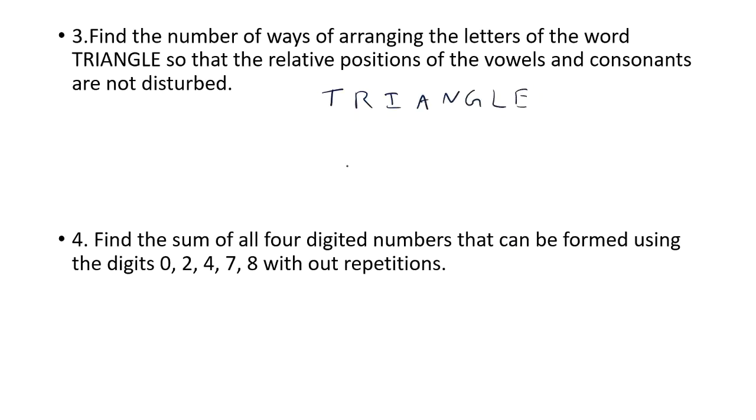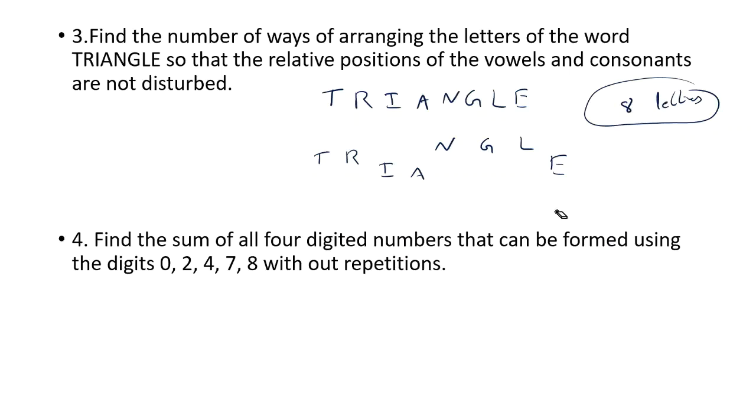Now what are the vowels here? T is a consonant, R is a consonant, I is a vowel, A, N, G, L, E. So we have this triangle. So how many letters are there? 8. If there are no constraints, then the number of ways of arranging these 8 letters is equal to 8 factorial. But here we have a constraint. The constraint is that vowel positions should be occupied by vowels and consonant positions should be occupied by consonants.